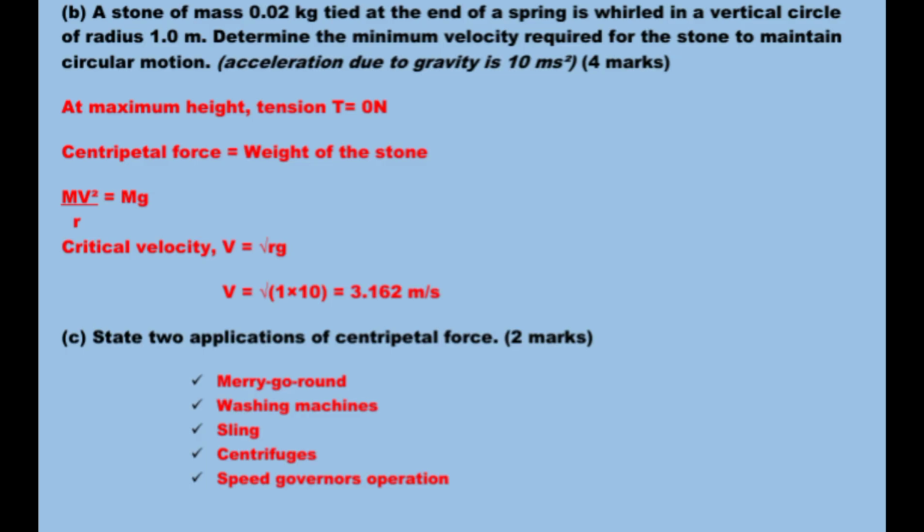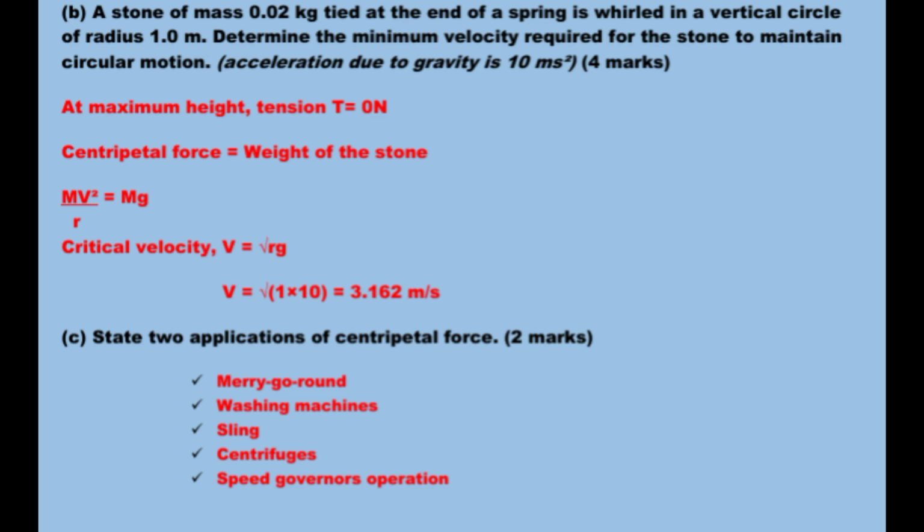That is at the top, and that implies that centripetal force is equal to the weight of the stone. And of course, now you can cancel the masses, then you are left with critical velocity equals the square root of rg. We have the radius and the gravity, so you get the critical velocity is 3.162 meters per second.